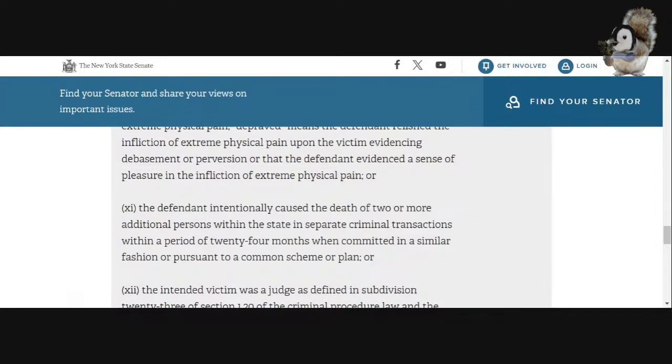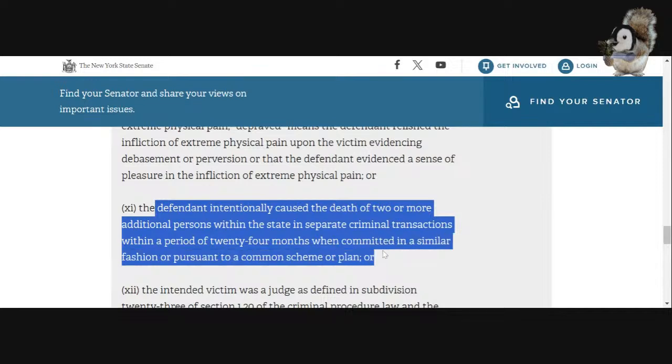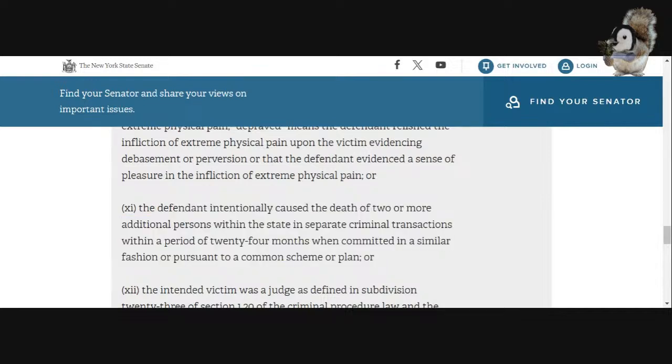Without some of those extenuating circumstances I just mentioned, in New York State it's harder to be charged with first degree murder, because this is the thing that really sets it apart. Essentially, they have it set up so that you really have to be a serial killer in order to be charged with first degree murder in New York State.